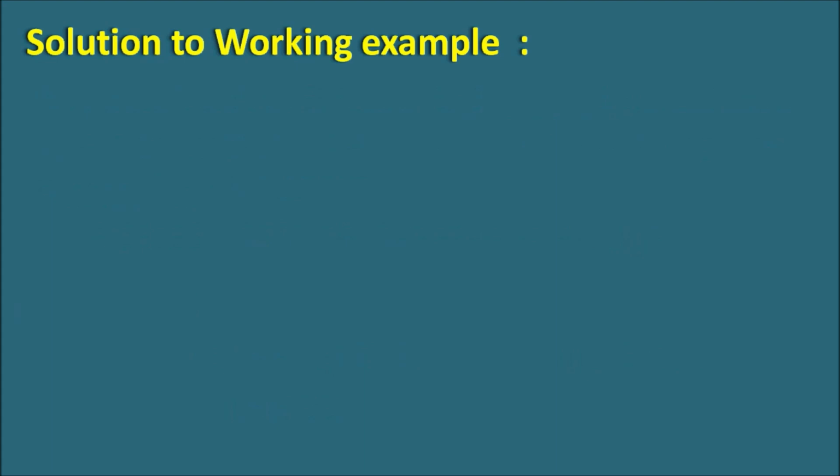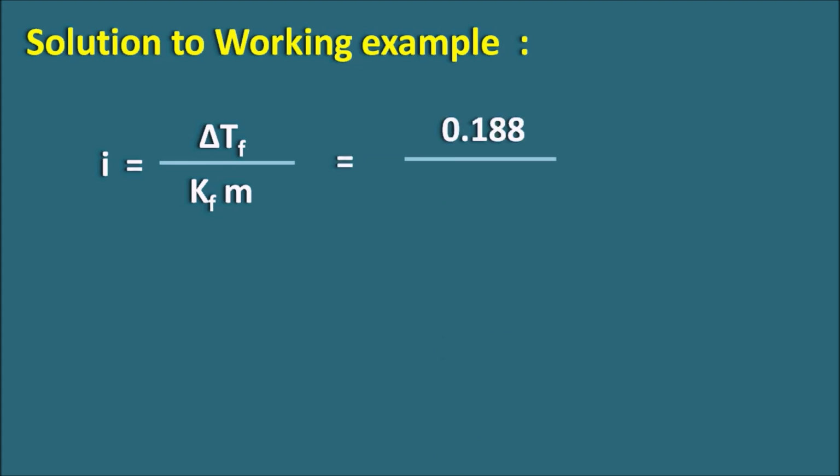So now let us see the solution to this working example. We can calculate the i value from this equation, delta Tf by Kf into m. We are given the delta Tf value, Kf value as well as m value. So we can substitute in this equation, which is nothing but 0.188 by 1.86 into 0.1. You can easily see that the numerator and denominator are almost equal. The numerator is 0.188 and the denominator is 0.186. So whatever value we get is near 1. By calculating this, we get 1.011. So the i value for this acetic acid is 1.011. So this is the Van 't Hoff factor.